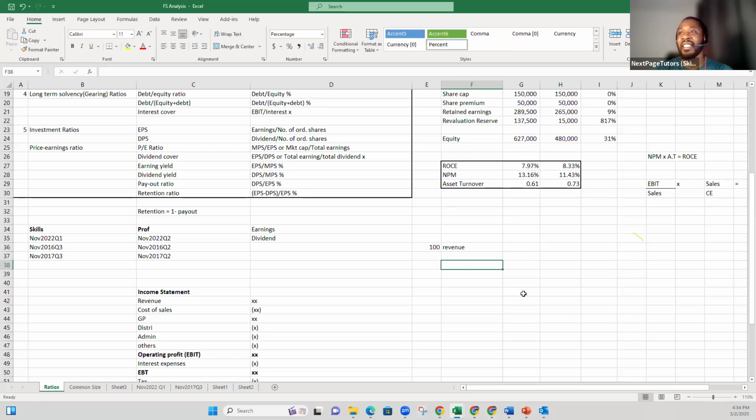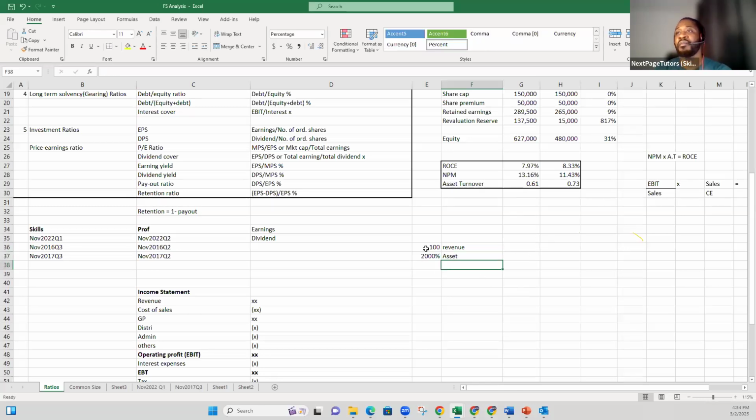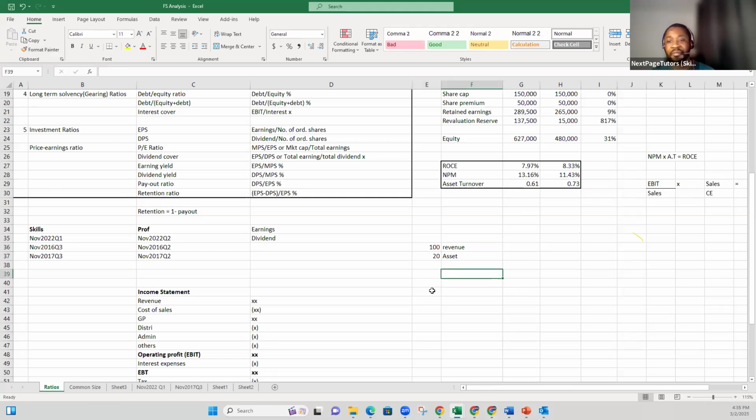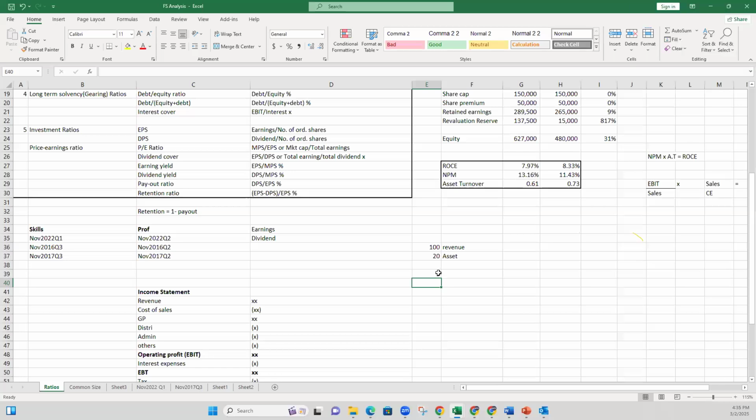And I've only generated this, that's 100 million. And I've only generated this with an asset of 20. So if I do an asset turnover, it will be turnover over assets based on what I just said, right? Are we together? Yes. Good.